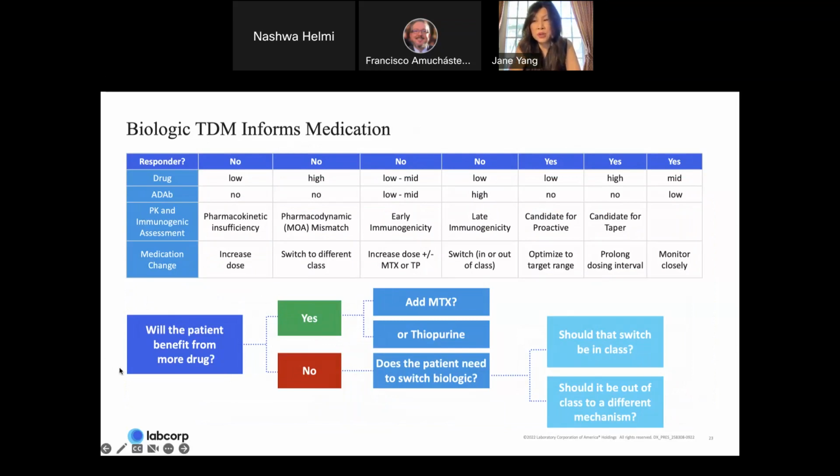So this table and flow chart have been put together to help you visualize stepwise how you can make decisions as a result of drug and antibody levels. Who can benefit from more drug and who cannot? So dose escalation is really indicated only when the drug levels are low and the anti-drug antibody levels are negative or very low. More drug is not going to benefit a patient who has high drug or high anti-drug antibodies.